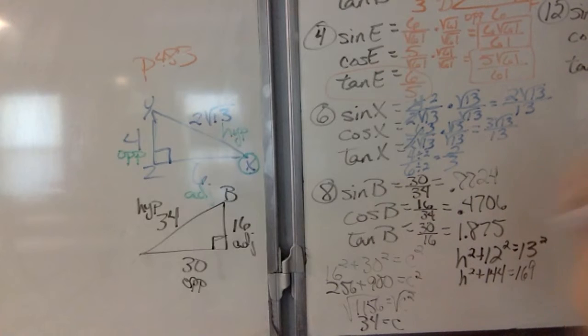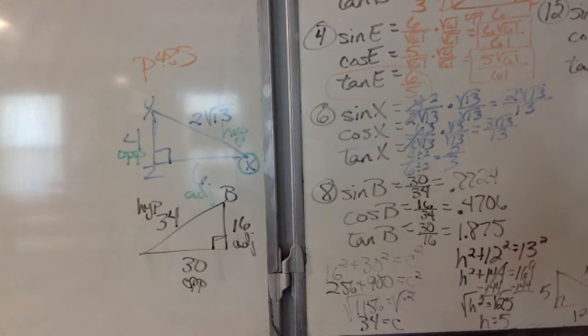And then this time I don't add them together because they're on opposite sides. I have to subtract because you're trying to get the h part by itself. So I have h squared equals 25. So h is 5. So on this one, your triangle looks like this. This is 5, this was 12, and your hypotenuse was 13.